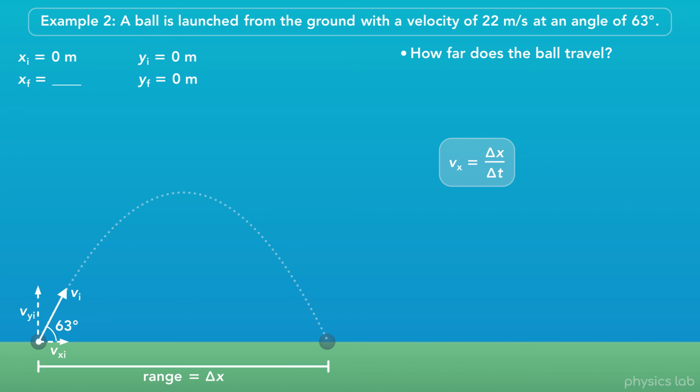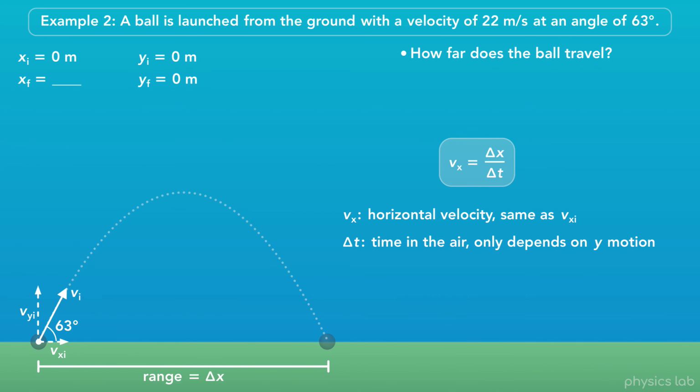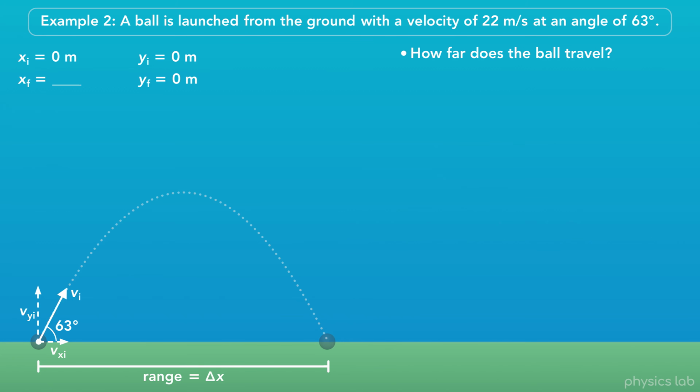Here's the equation for the x velocity. If we know Vx and delta t, we can find delta x. Vx is the horizontal velocity, which is always the same as the initial horizontal velocity. Delta t is the amount of time the object is in the air, which only depends on the y motion. We actually did this in the first example, but let's outline the steps for finding the range.